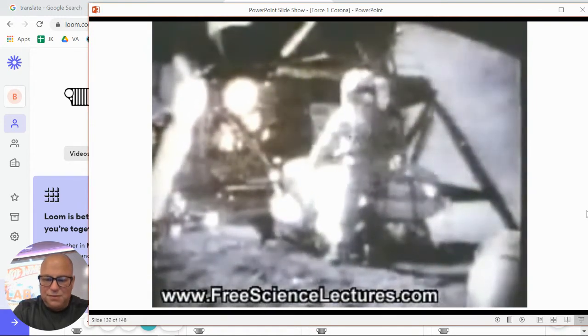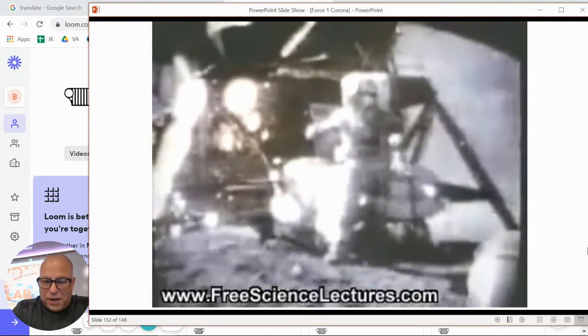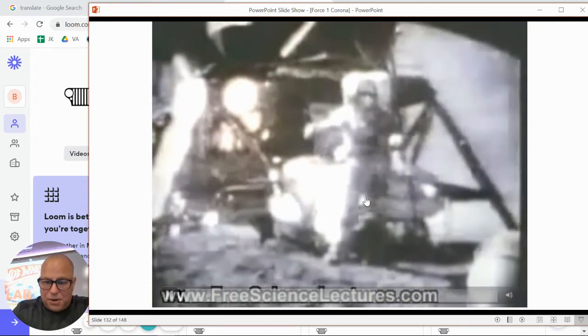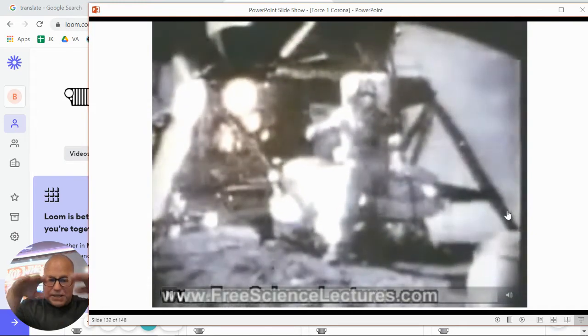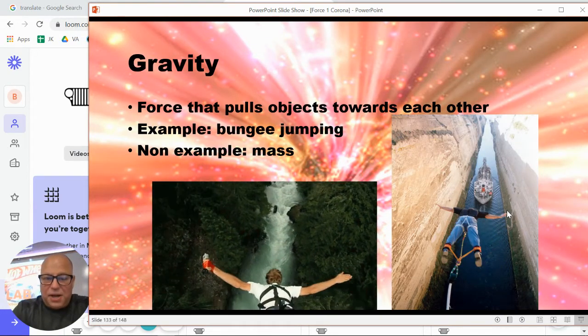How about that? There you go. So it's just kind of a cool thing. Let me see if I could rewind it. Here you go. I just didn't rewind enough. So when he drops them, here's the hammer, here's the feather, and they drop at exactly the same speed. It's kind of a cool thing to actually watch that happen out there in space.